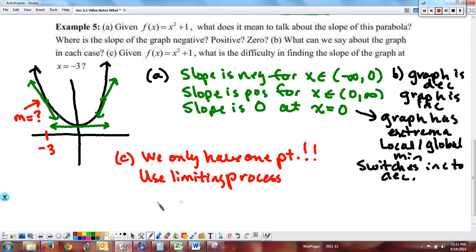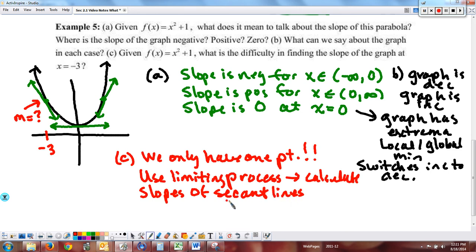What we're going to have to do is pick points close to -3, and we're going to calculate the slopes, we'll say, of secant lines. Secant lines are lines that will intersect the curve in 2 points. And so we'll calculate the slopes of secant lines using points close to -3. And we'll use a limiting process. We'll let the point get closer and closer and closer, and then we'll use that to help us estimate. And this limiting process is what we're bringing in, the idea of calculus.